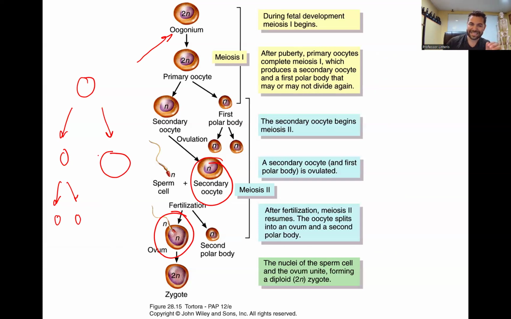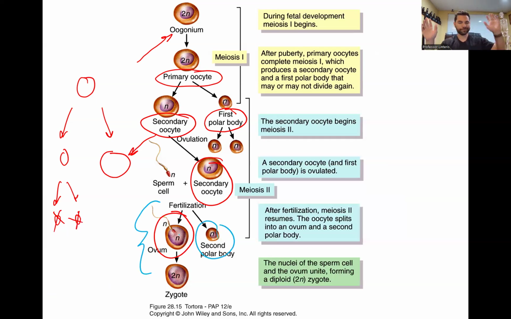All of the things that get destroyed are called polar bodies. So we still have an oogonium, we still have primary oocytes, we still have a secondary oocyte, but the key thing is that secondary oocyte still has two sets of genetics, if you will, and it doesn't complete its meiotic process unless it gets fertilized. You can see here with fertilization, when it does get fertilized, it gets rid of that second polar body.